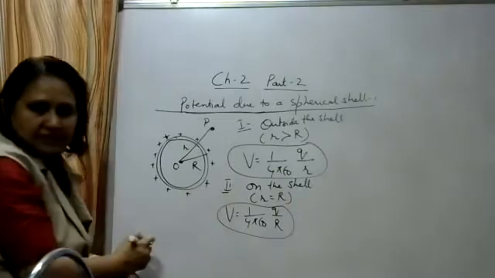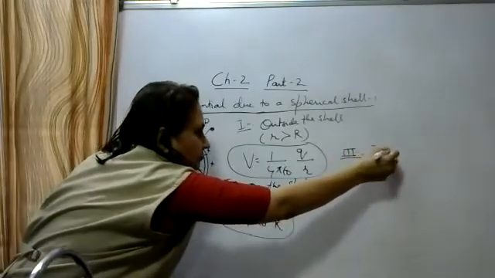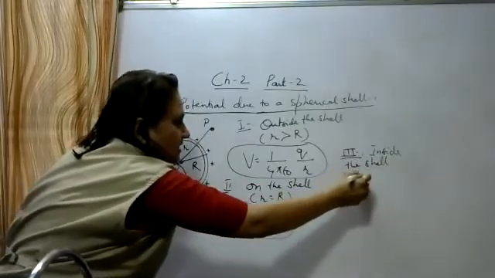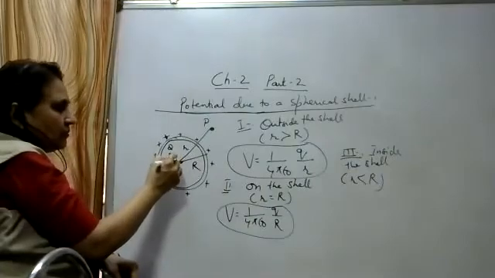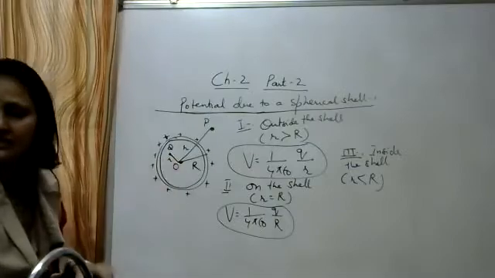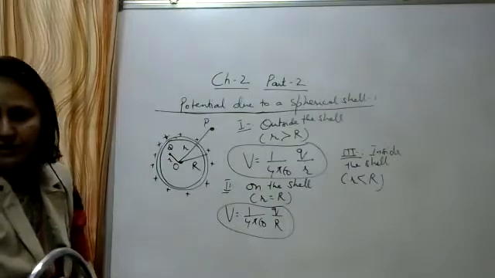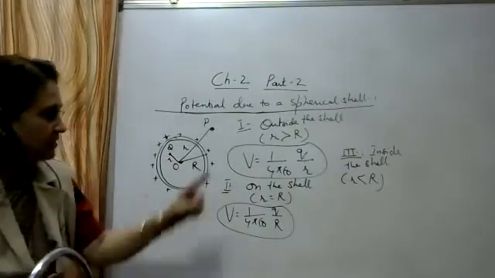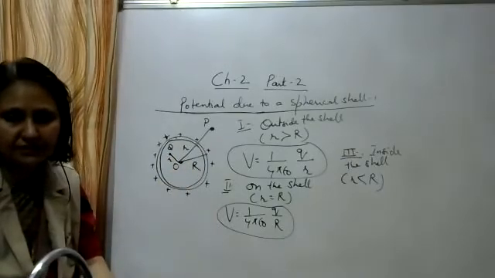Now let's find out inside the shell. Third case, inside the shell. Inside the shell means r is less than capital R. We are finding out at a point Q, which is inside the spherical shell, and its distance from the center is small r. Now let's come back to the electric field, where we derived the electric field due to this spherical shell, outside, on the shell, and inside. What is the expression of the electric field inside the shell?